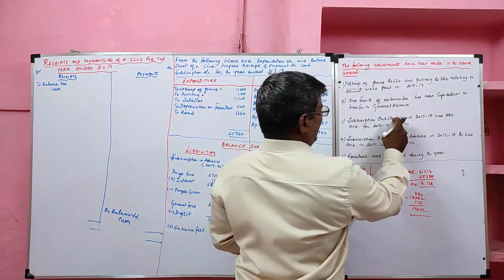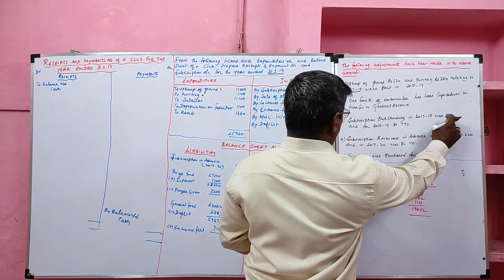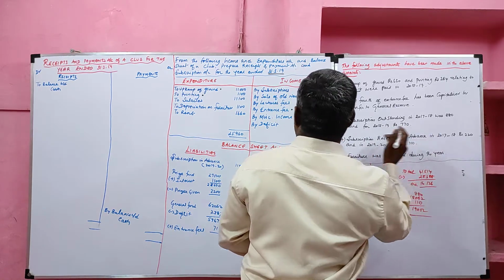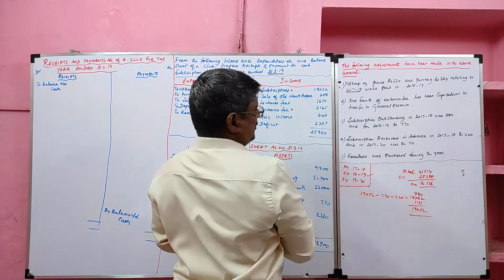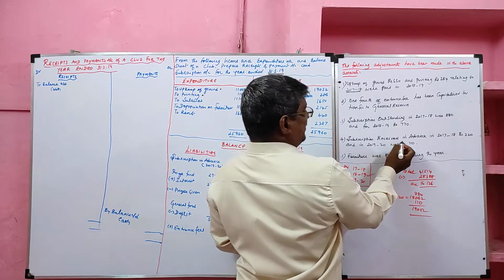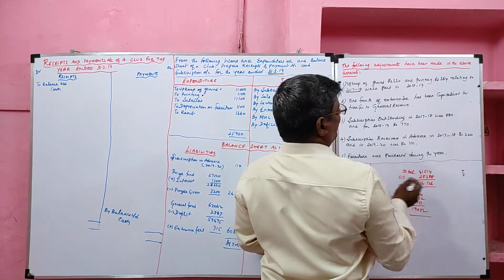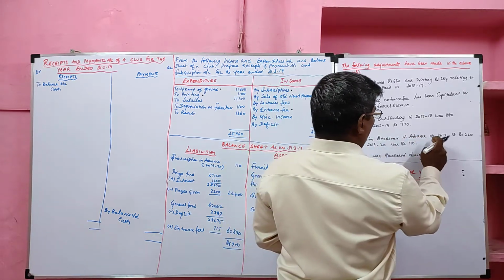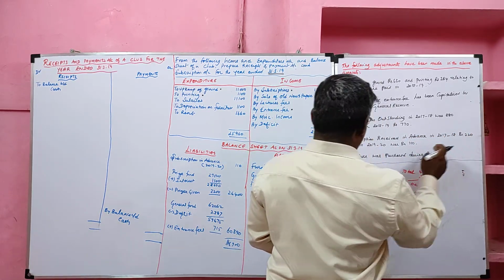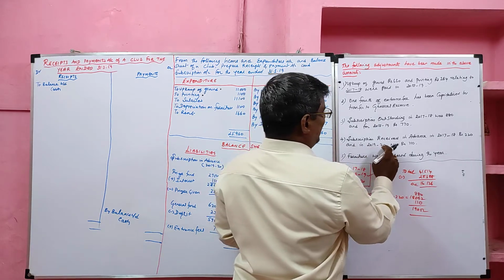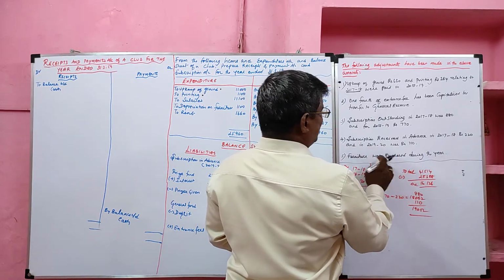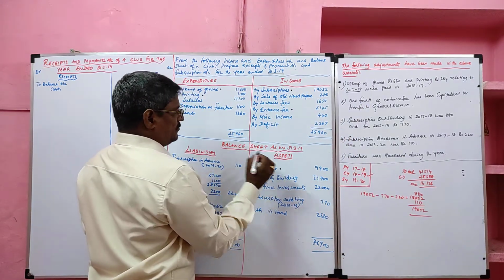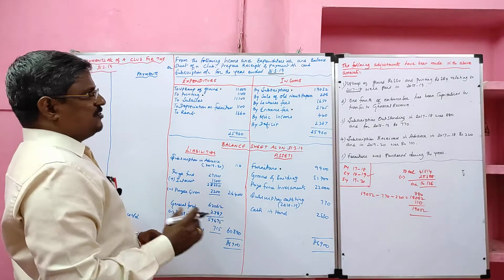Then subscription outstanding for previous year 880 and for current year 2018-19 770. So we have adjustment for subscription. Subscription received in advance, again we have adjustment for subscription. Subscription received in advance in 2017-18 was 220 and in 2019-20 was rupees 110. Furniture was purchased during the year, so we have adjustment for furniture also. Now I am going to solve the problem.